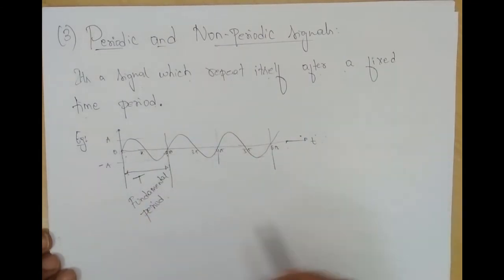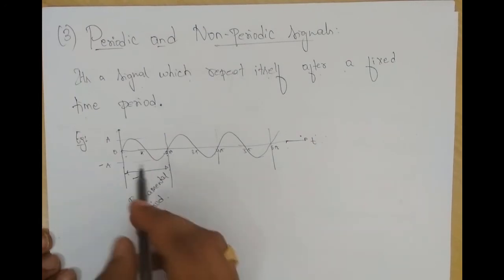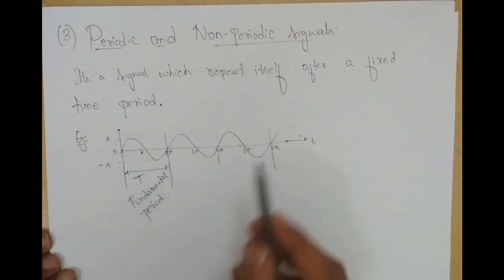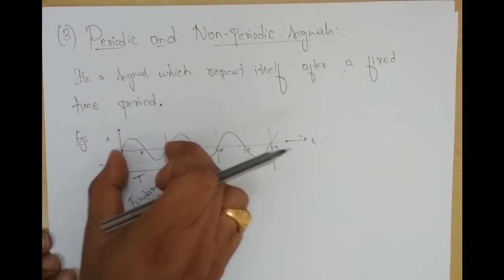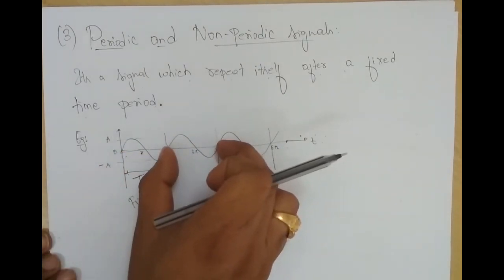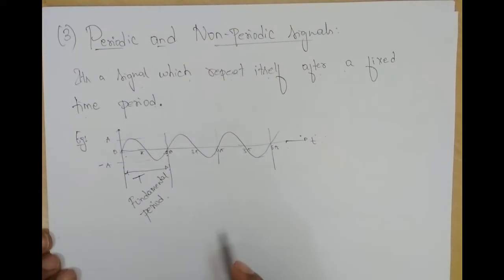But what is the smallest value of time for which the signal repeats? The smallest value of time the signal repeats is 2 pi. If you take this 2 pi and just keep it here, it repeats itself, right? So this smallest value of time for which the signal repeats is called the fundamental period.